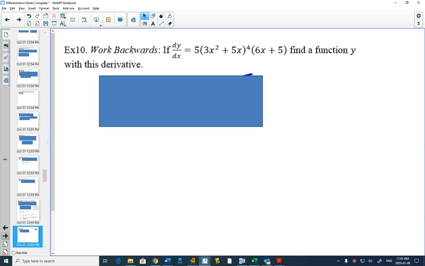Work backwards. This was the derivative. Find a function y with this derivative.